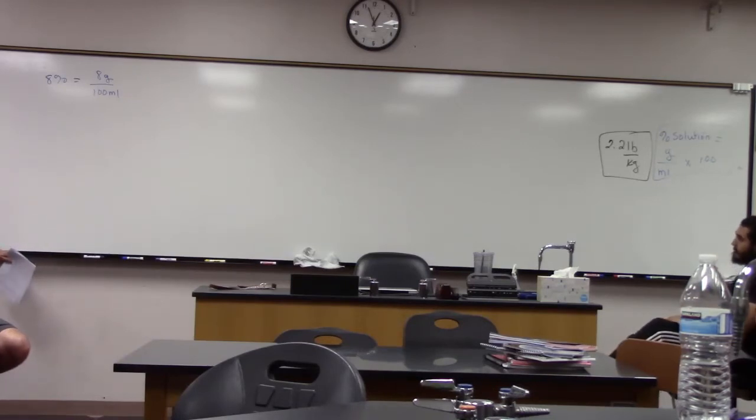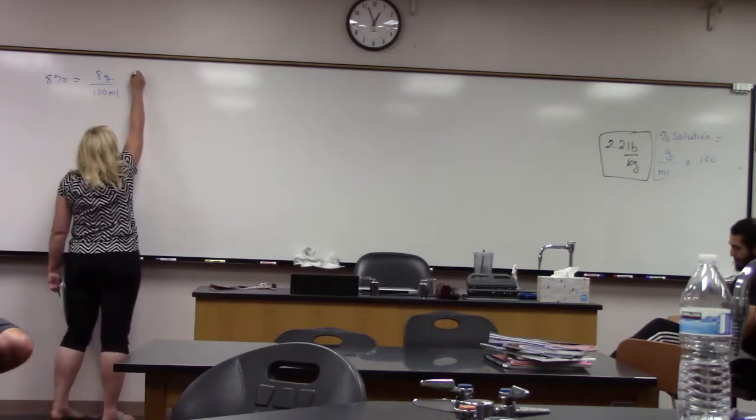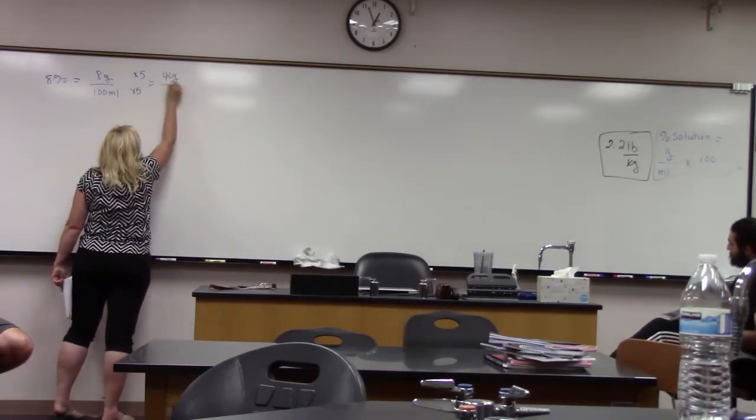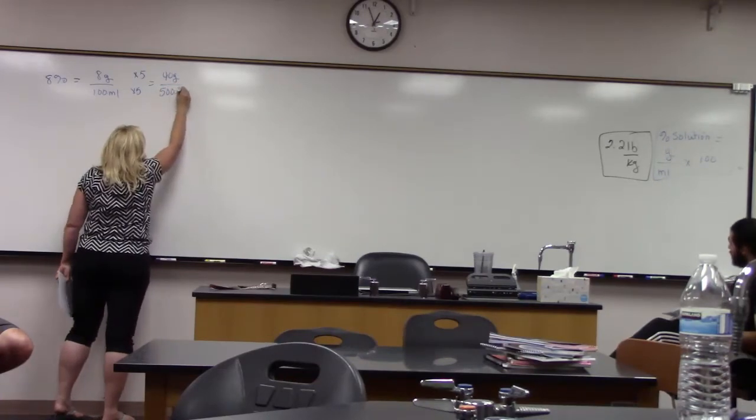And they want you to make 500 milliliters. Well, if it's 8 grams in 100 milliliters, then you just multiply it by 5, and you have 40 grams in 500 milliliters.